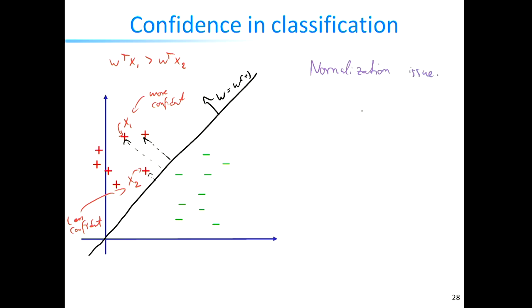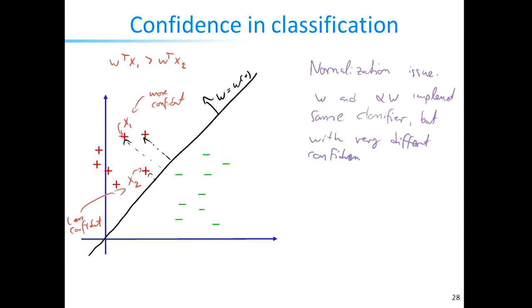So basically, if I have W and alpha times W, they implement the same binary classifier, but with a possibly very different confidence score. And now there are different ways to fix this, okay?